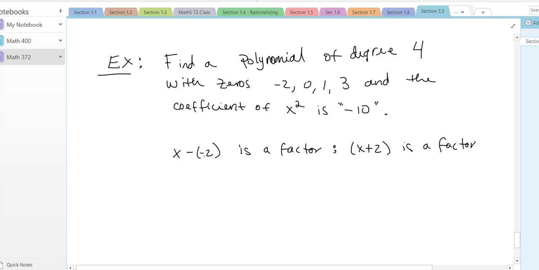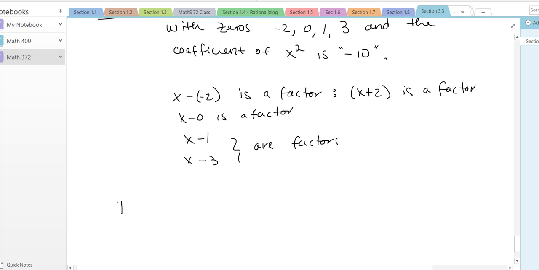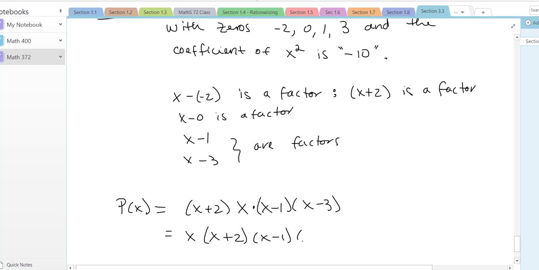And likewise, then x minus 0 is a factor, x minus 1, and x minus 3 are factors. And so then I just multiply them all together. So my polynomial is going to be the first factor, x plus 2, times the second factor, times the third factor, times the last factor. And we multiply this all out. So what I will do is move my x over to the beginning and x plus 2 to the front. And then multiply these. I will probably do x plus 2 times x minus 1 first, and then do the x minus 3.